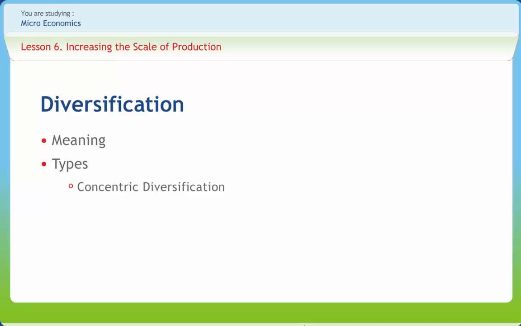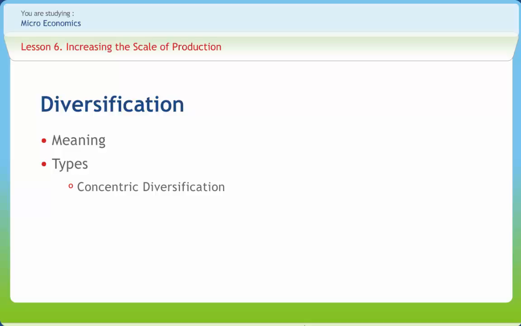Related diversification again divides into backward, forward, and horizontal integration. Backward integration is a move towards suppliers and raw materials in the same overall business. An example of this would be a brewer acquiring malting facilities or growing hops.